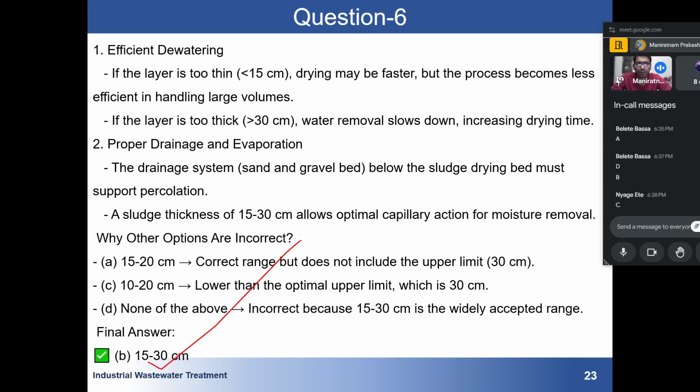I hope those who were saying C got it, where you were wrong. We have to maintain an optimum condition, so that we are dewatering our sludge in the most efficient way, by not spending too much time. I hope you have got it.